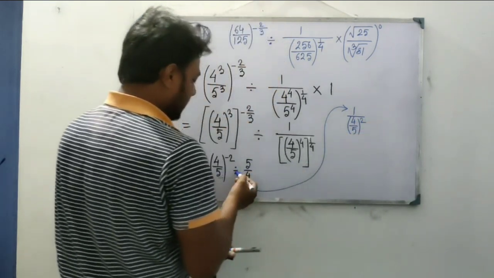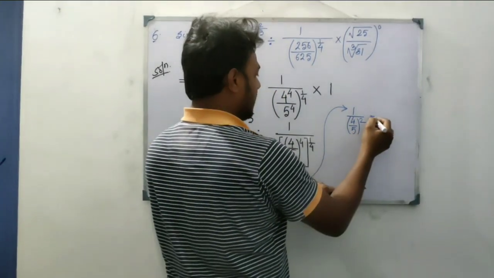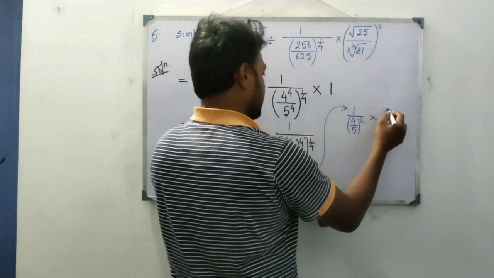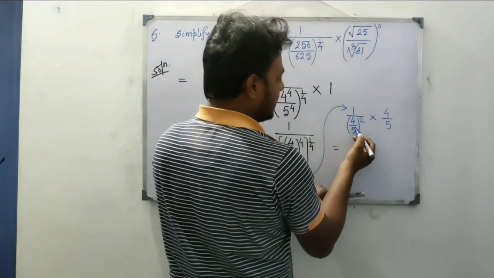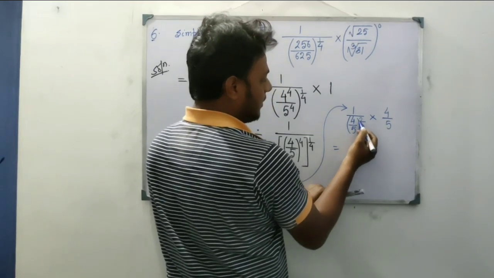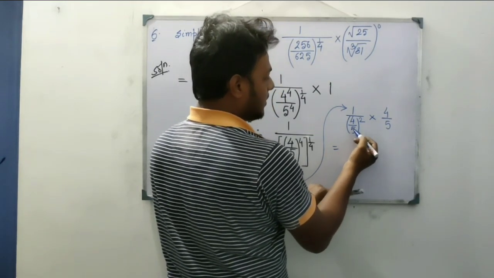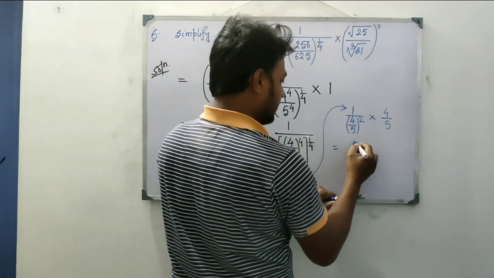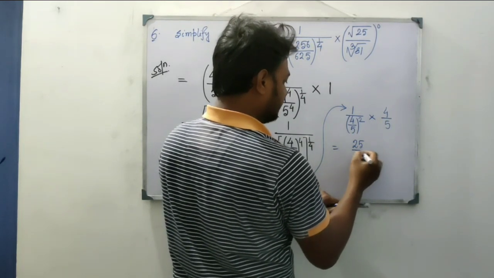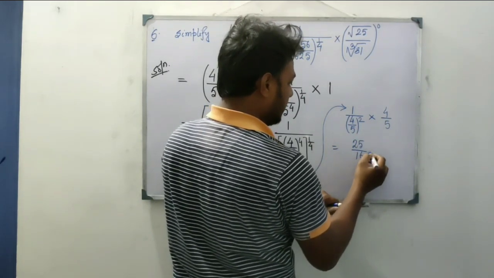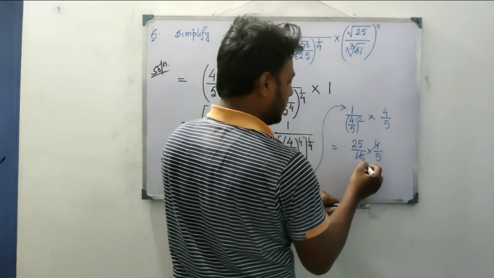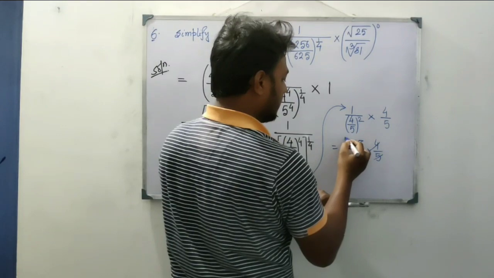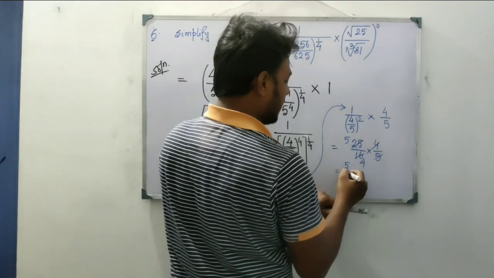And in the place of division I am using multiplication, then it will be 4 by 5. So the second part will be the reciprocal. Again we have to consider the reciprocal of this, so it will be 5. 5 square means 25 in the numerator, 4 square means 16 in the denominator, into 4 by 5. So 4 times 4 is 16 and 5 times 5 is 25. So the ultimate answer is 5 by 4.